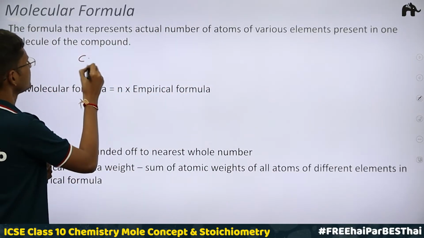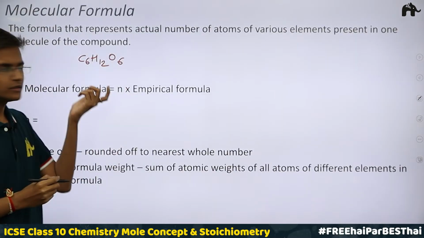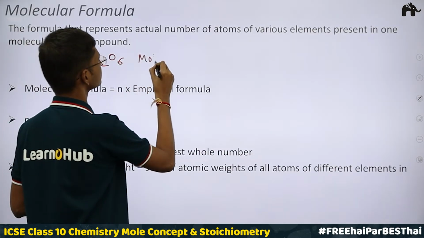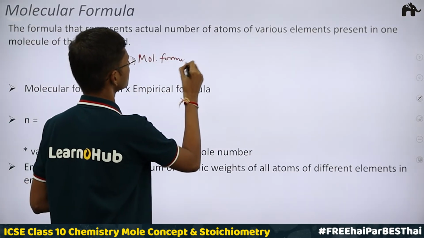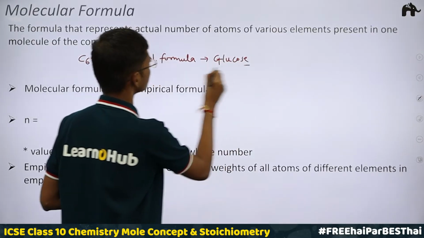Very simple. The same way I explain everything, by taking an example. So I am taking the example of the same glucose, C6H12O6. Now this is the molecular formula of glucose. Now you can correlate its definition with it.